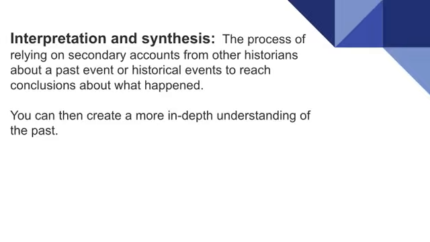Interpretation and synthesis is the process of relying on secondary accounts from other historians about a past event or historical events to reach conclusions about what happened. You can then create a more in-depth understanding of the past if we use a combination of primary and secondary sources.